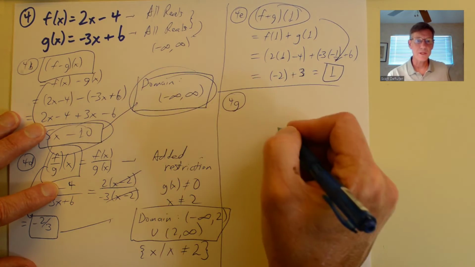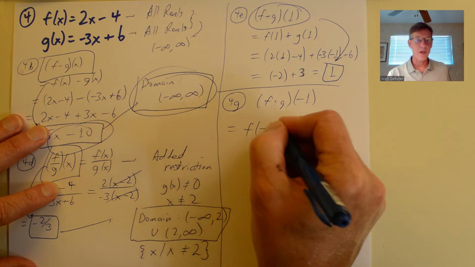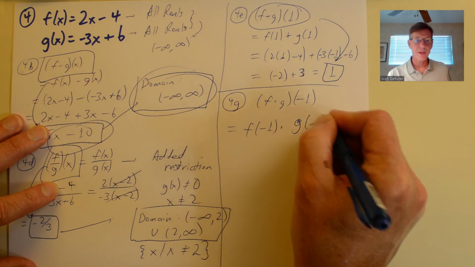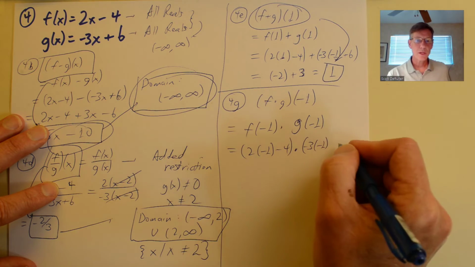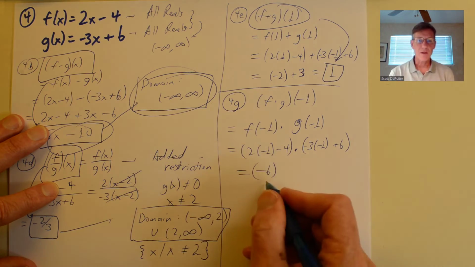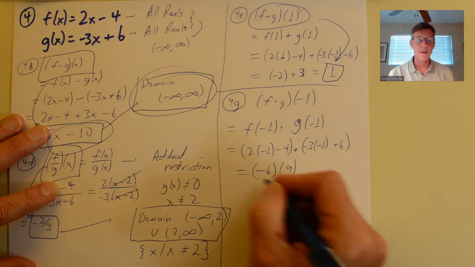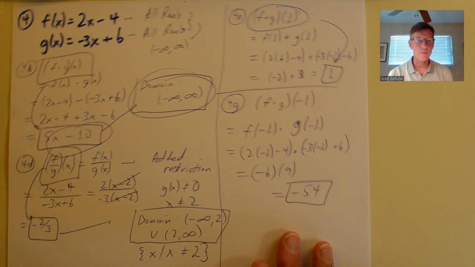4g is similar, but it's going to be a product, and it's going to be at negative 1. So we find f at negative 1, we find g at negative 1, and we simplify those. And f at negative 1 is going to be negative 6, and g at negative 1 is 9. We multiply, and we get negative 54. So we should be able to do those types of problems.